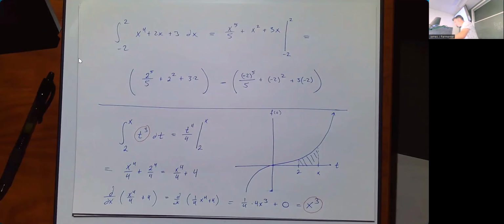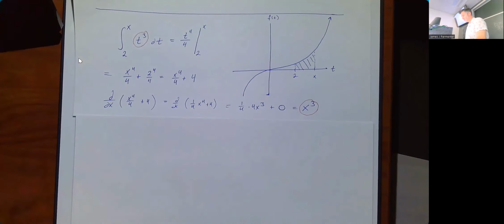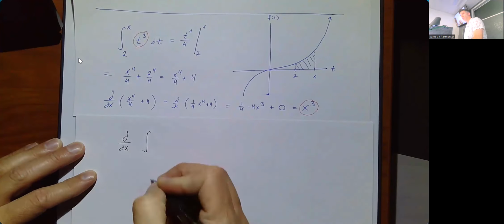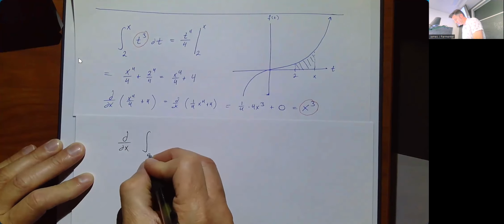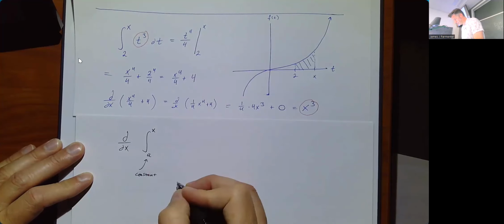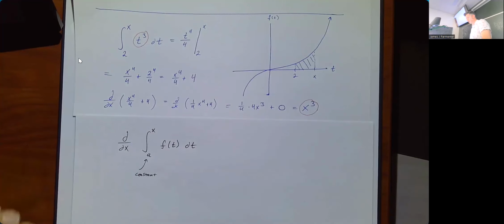So here's the real gist of what's happening. If you take the derivative of the integral from some constant to the variable x of some function of t dt, you're doing two things that undo each other. You're anti-differentiating, you're getting a function of x minus a function of a, and then you're differentiating and you're getting back to the same function, but now of x instead of t that you started with.